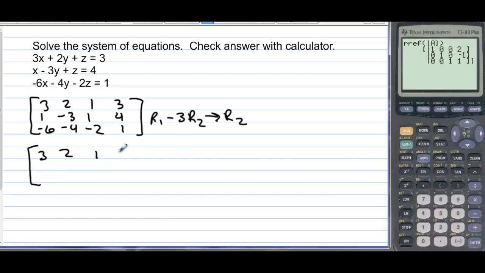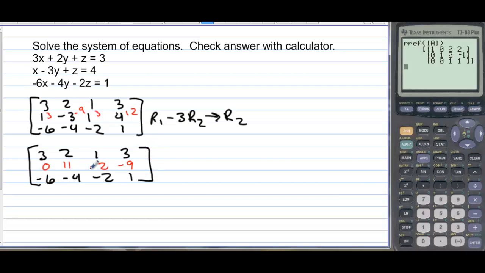3, 2, 1, 3. We have, well, this is going to be 3, what do we got? Negative 9, 3, and 12. So this is going to be 0. 2 minus negative 9, that is going to be 11. 1 minus 3 is negative 2, and 3 minus 12 is negative 9. And then we have negative 6, negative 4, negative 2, and 1.